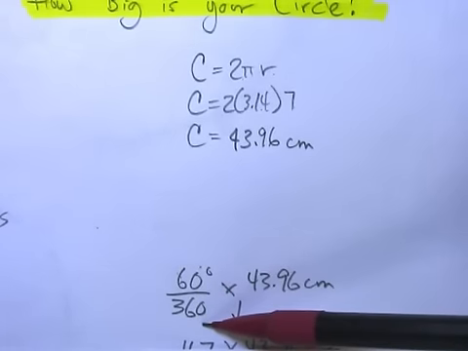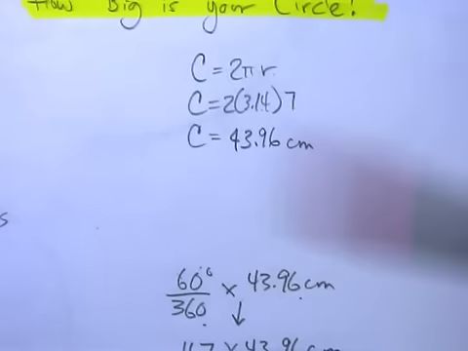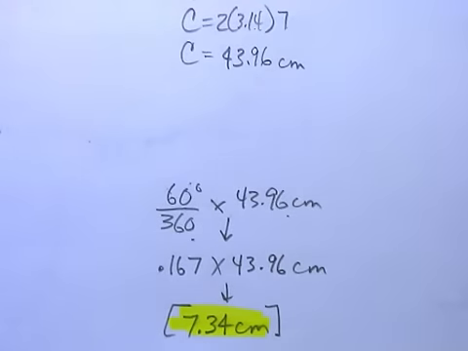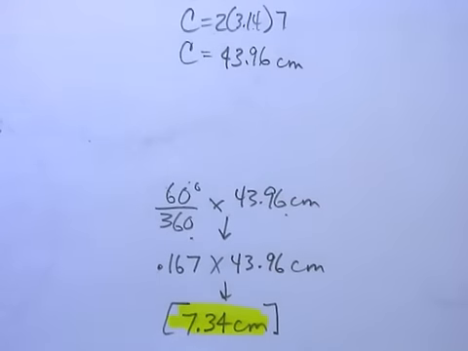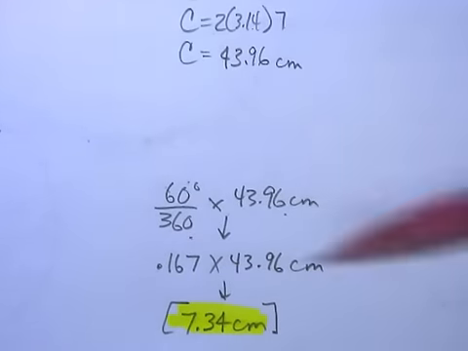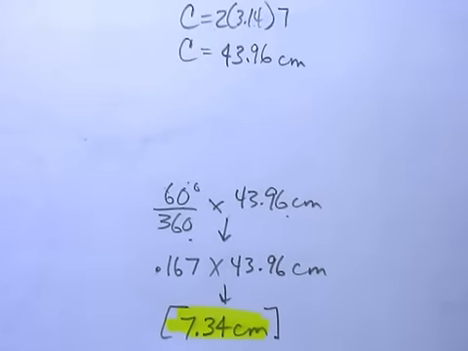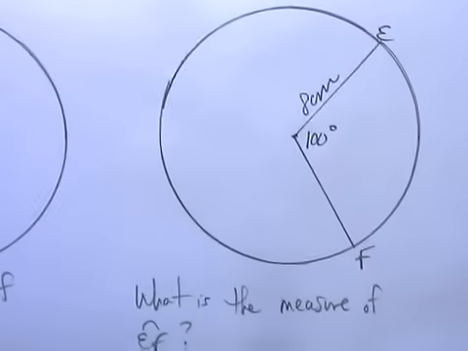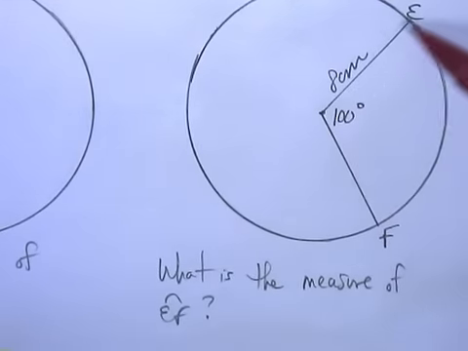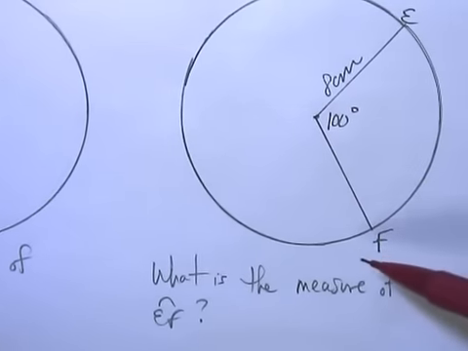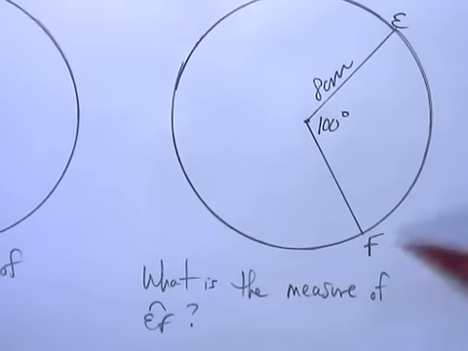So remember that your arc is actually a part of the circle. It's a ratio of the circle. So I have 60 degrees out of 360 degrees times my entire circumference, and my answer should be 7.34 centimeters. So the measure of arc CD is 60 degrees, but in actuality it's 7.3 centimeters long. Let's take a look at another question.